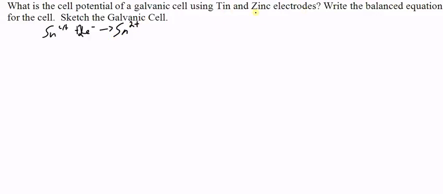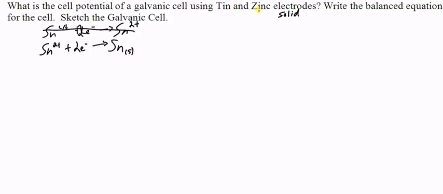Problem is, we want to have an electrode. To be an electrode means a solid. This half reaction isn't going to work because we're going to have two aqueous ions. So let's go back to the reduction table and see if we can find tin solid listed. And I do: Sn 2 plus plus 2 electrons yields tin solid.